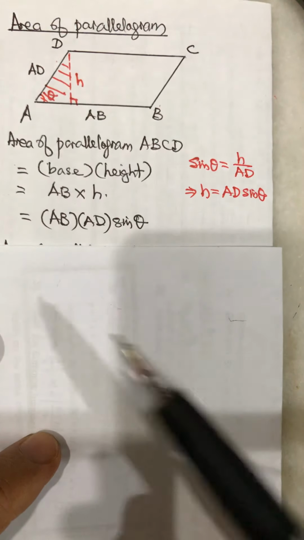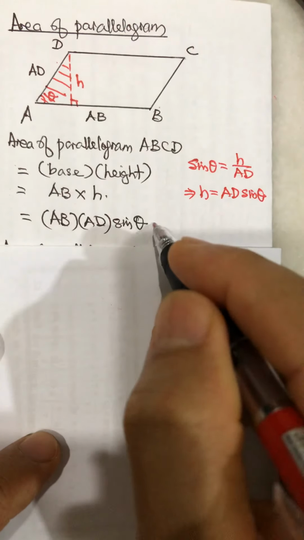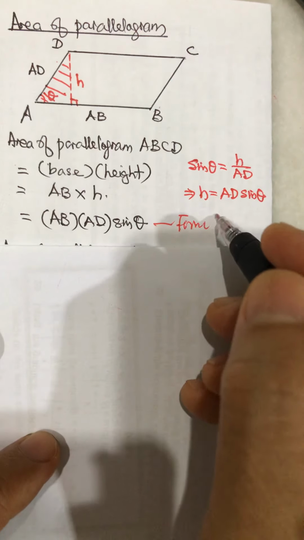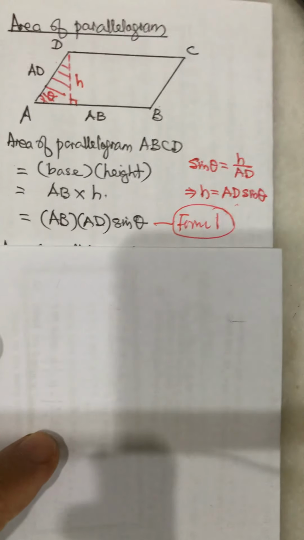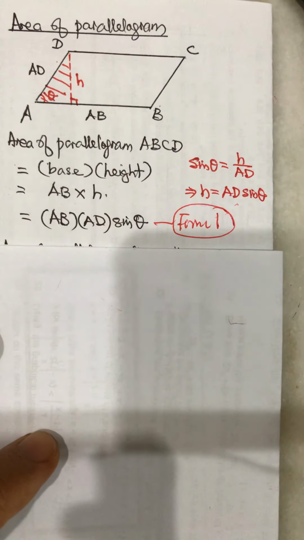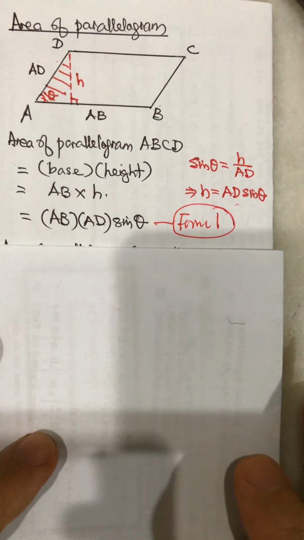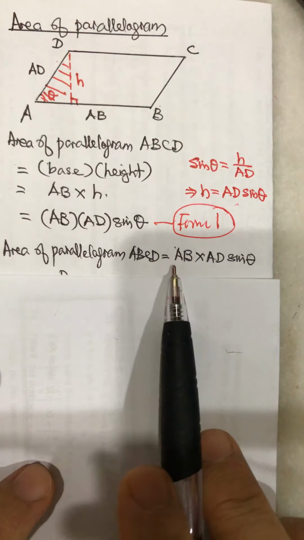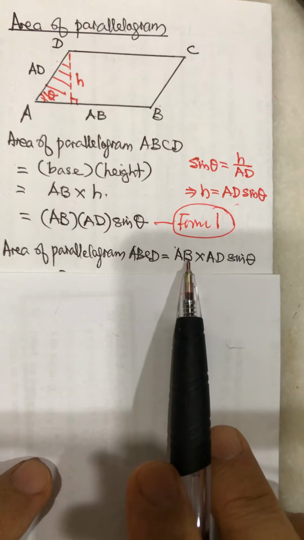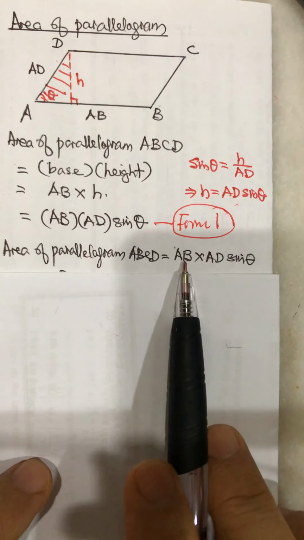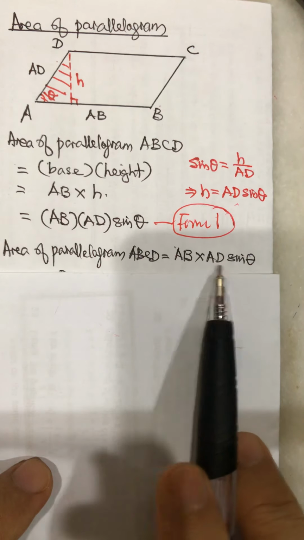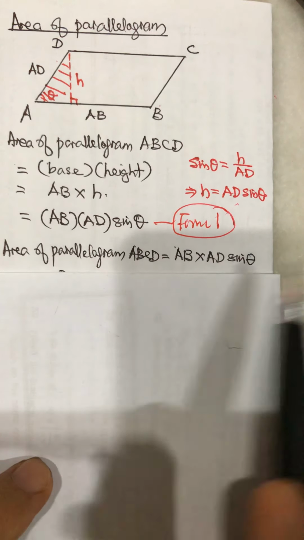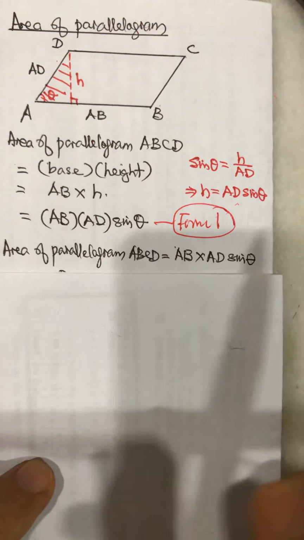This one you learn in form 1, not form 6, form 1, when you are first exposed to parallelogram. Okay, so the area of parallelogram is the length AB, I always remind you, and then the length AD multiplied by sine theta. The length. This one is form 1.